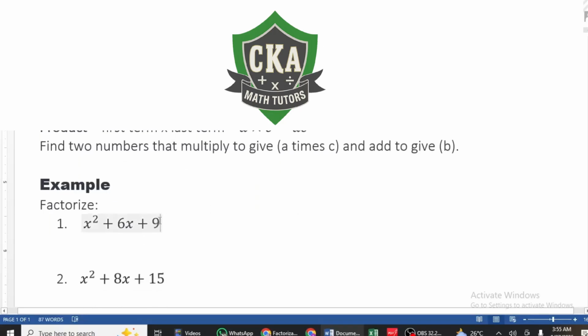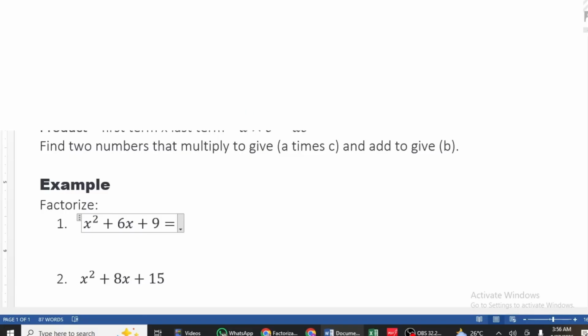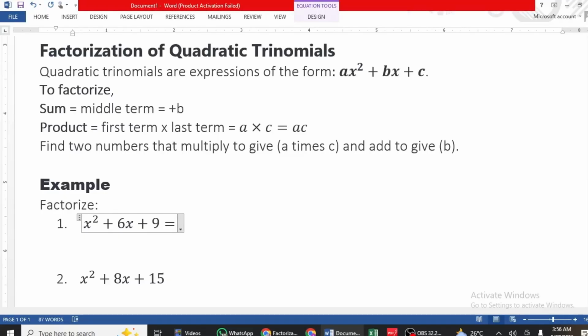Example 1. Factorize x squared plus 6x plus 9. The sum is 6 while the product is 9. That is, the coefficient of x squared, which is 1, times 9 will give you the product, which is 9, and the sum is 6. Then you think of two numbers that when you multiply together you will get 9, and when you add together you will get 6.